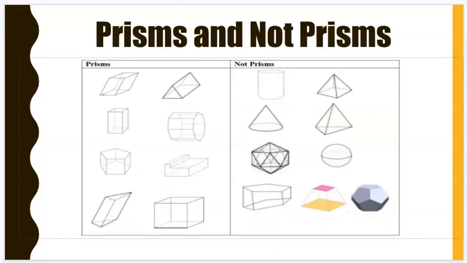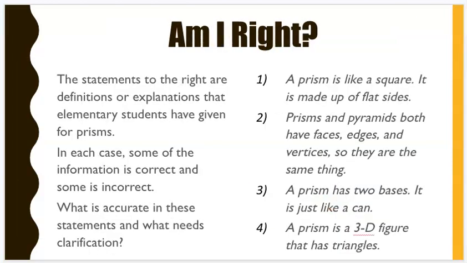Remember, here's an example of prisms and not prisms. You can see the ones on the left all have what we described, whereas the ones on the right do not. We have several pyramids on the right, we have a sphere, we have a cone, we have a cylinder, and then we have some truncated prisms. Make sure you can identify the difference between prisms and not prisms.